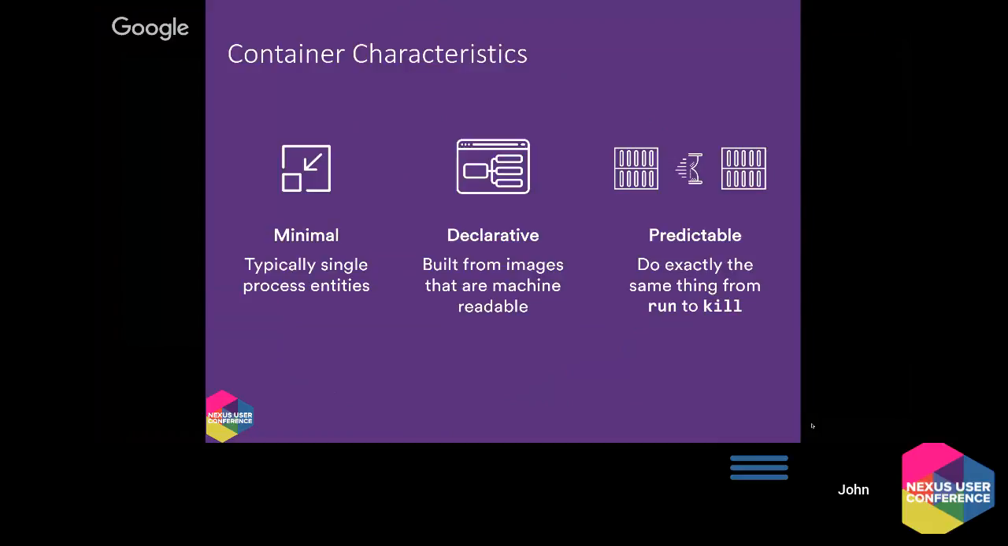Containers are also very declarative. So a container is built from an image. An image is composed of layers. Layers are described in a Docker file. So in addition to being less stuff to deal with, that stuff is also by default better documented.